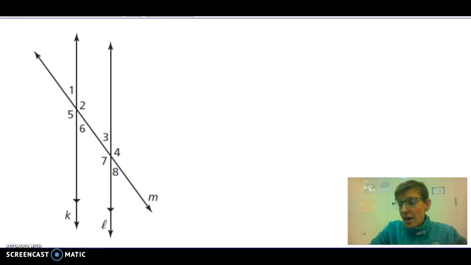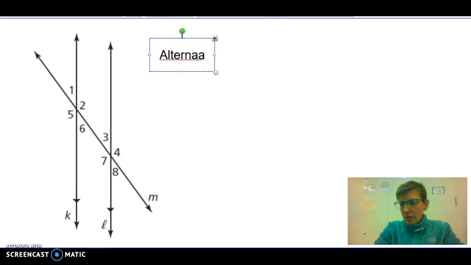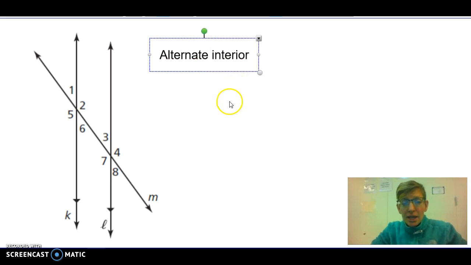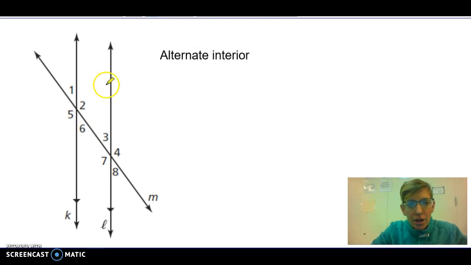All right, so now that we have same side interior, let's think about alternate interior. Interior means the same thing, inside the parallel lines. So just like we did last time, we can grab our highlighter and think about what that space inside the parallel lines looks like. That's going to be this space here.